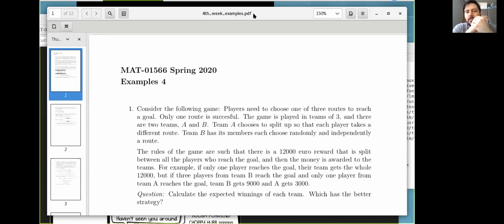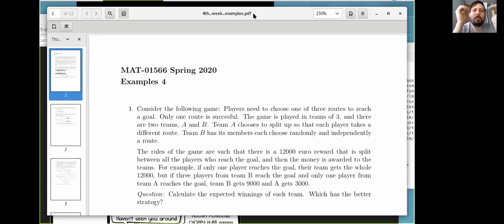So here's another example. If all the B players choose the wrong route, then all the 12,000 go to A. But if all the B team players get there, and only one A team player gets there, it's split 3-1. So team B gets 9,000 and team A gets only 3,000. So we should calculate the expected winnings of each team and which team has the better strategy.